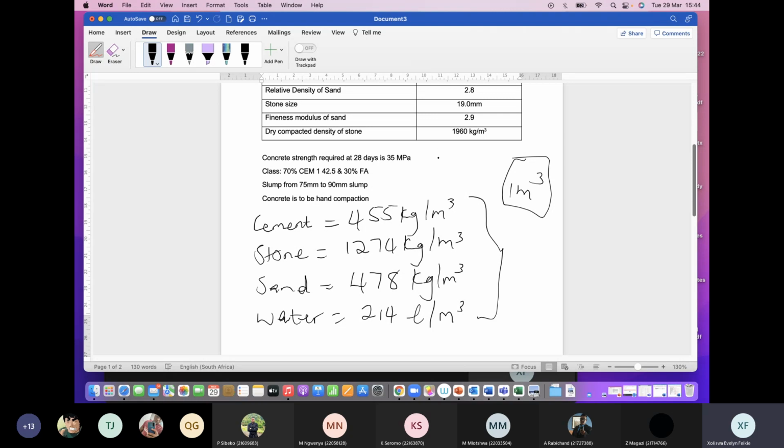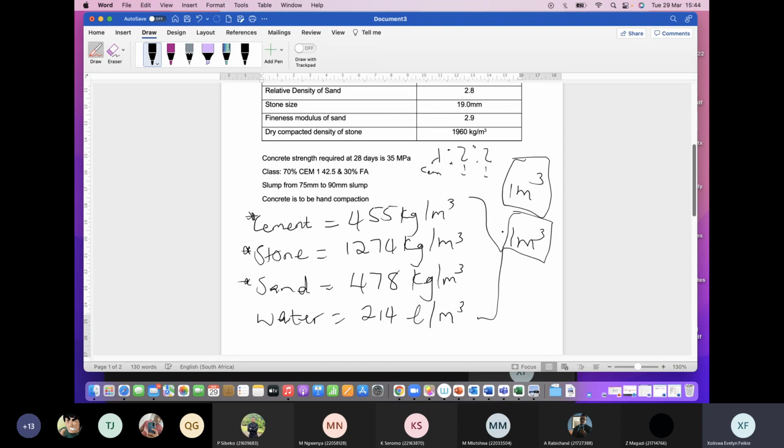And then remember, initially in the lab, we had 1:2:2. We said this is the cement, sand, and then stone, right? So that is what we had. You will also do the same. You will take the cement, stone, sand, right? This is what you would have, and then write it in terms of a ratio. That is all. Those will be the quantities required to produce 1 cubic meter of concrete.